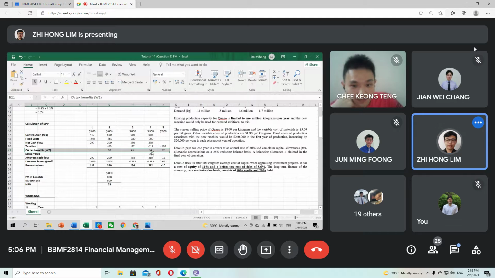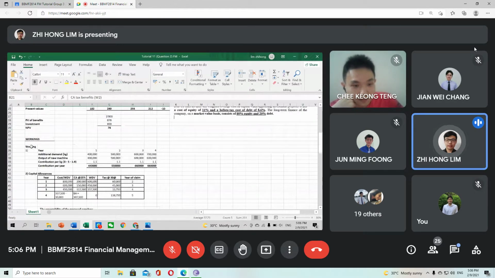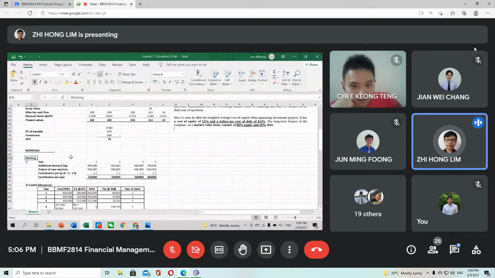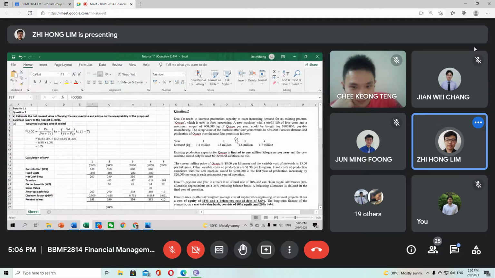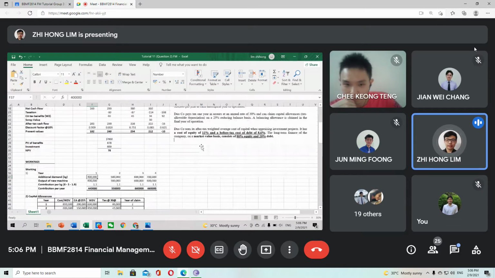To calculate the NPV, two workings are needed: to find out the contributions and the capital allowance tax benefits. For the working on contributions, we base it on the additional demand. We can find the forecast demand here, given at 1.4 million, but we only use 0.4 million because it is limited to 1 million kilograms per year. So all of these have to minus 1 million. Just use the additional. Then followed by the output of new machines.